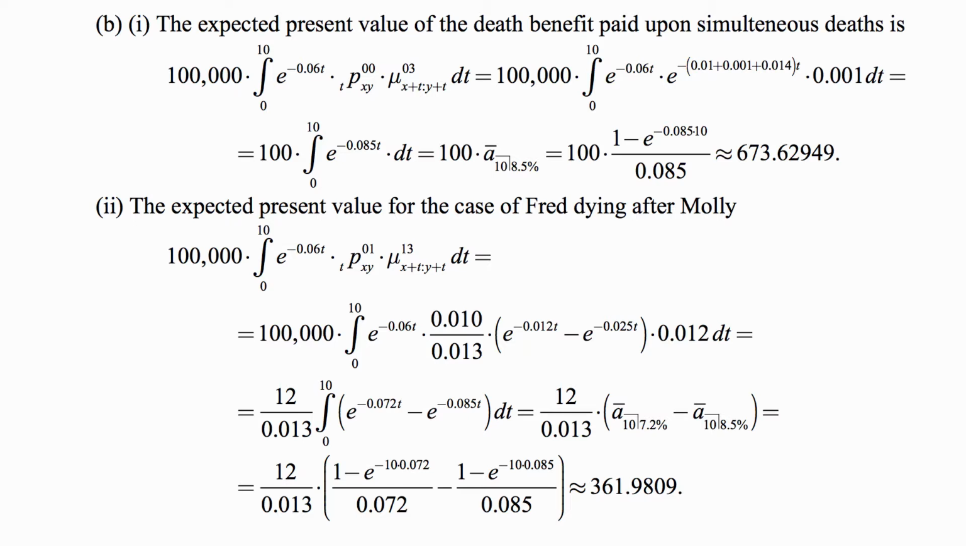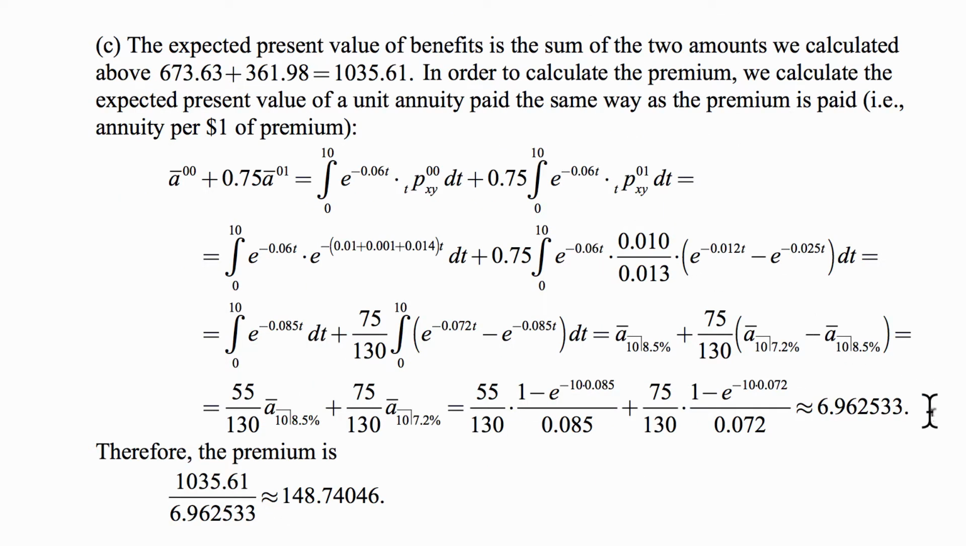So everything is given now. We multiply it out a bit, and it becomes 12 over 0.013 times the integral from 0 to 10 of e to the minus 0.072t minus e to the minus 0.085t. Of course, that's just a bar angle 10 at 7.2% minus a bar angle 10 at 8.5%. Then we just write out the formulas for them, do the calculation, and we get 361.9809.